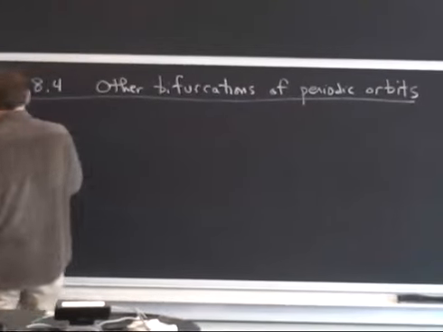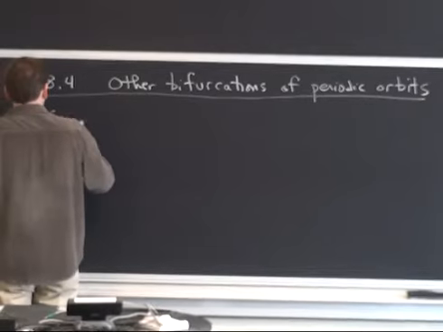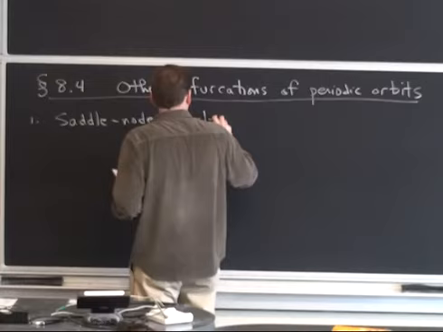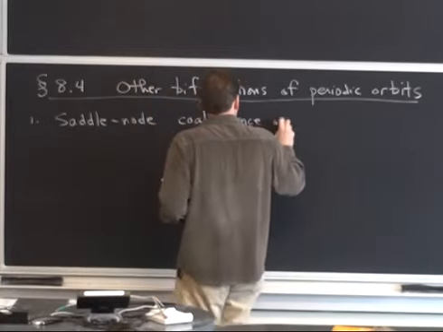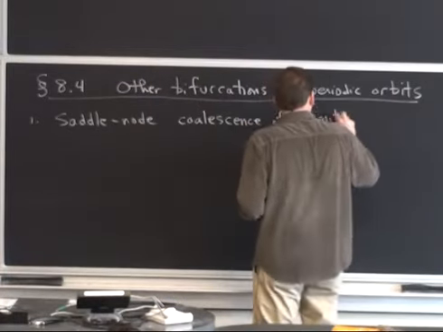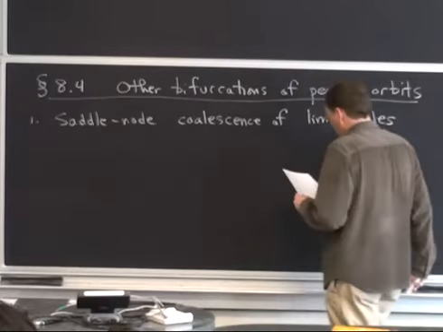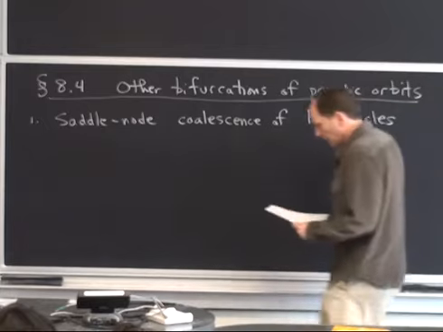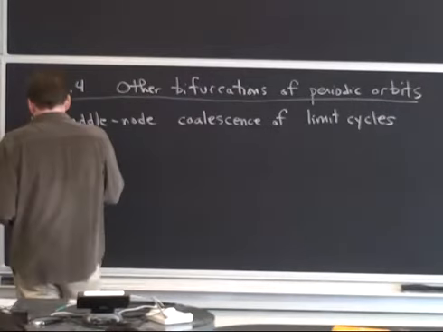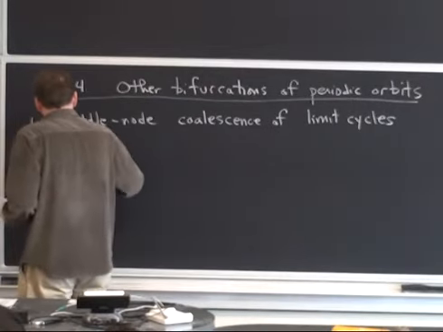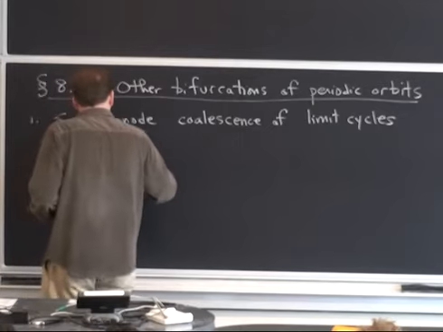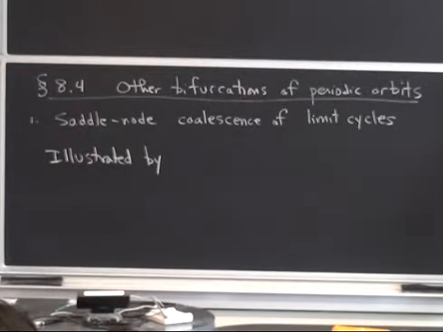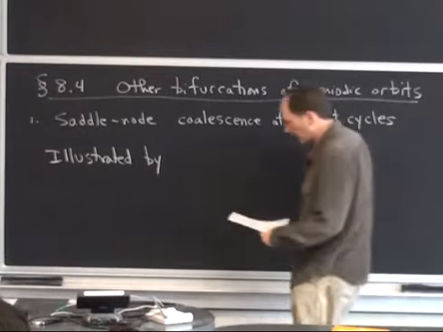Well, the first one to discuss, we have mentioned briefly already, which is the saddle node coalescence of limit cycles. That is where a stable and an unstable cycle collide and annihilate and disappear. So this we saw in this system. It was a system that we used as a model for a subcritical Hopf bifurcation, but we also mentioned that this bifurcation occurred there too.